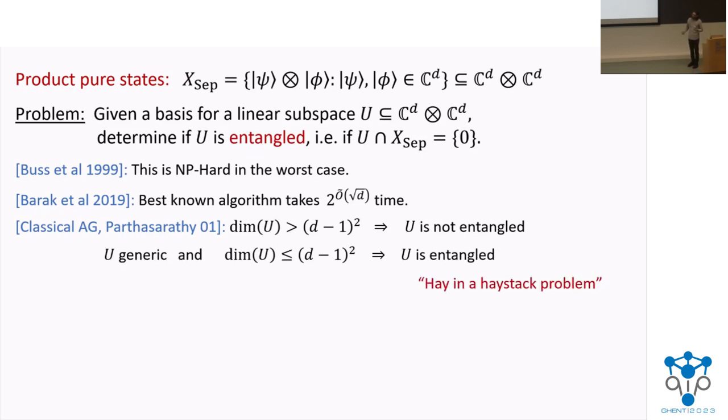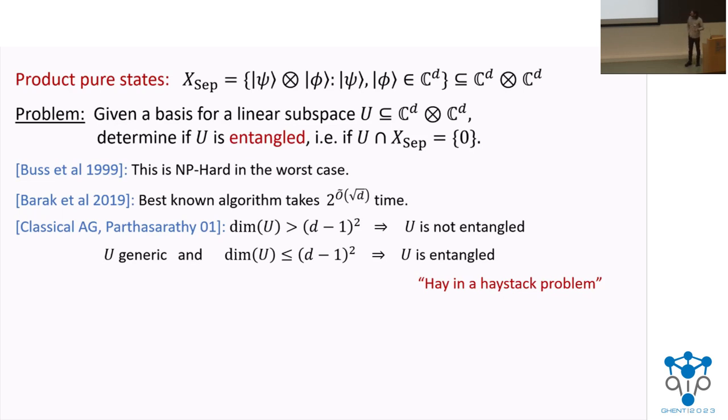So the relevant regime is when the dimension of U is less than this number. That's when the problem becomes non-trivial. It turns out that if U is generically chosen and has dimension less than this number, then it must be entangled. Intuitively, entanglement is a generic property. What this means is if you pick U at random according to the Haar measure of this dimension, then with probability 1, it's going to be entangled.